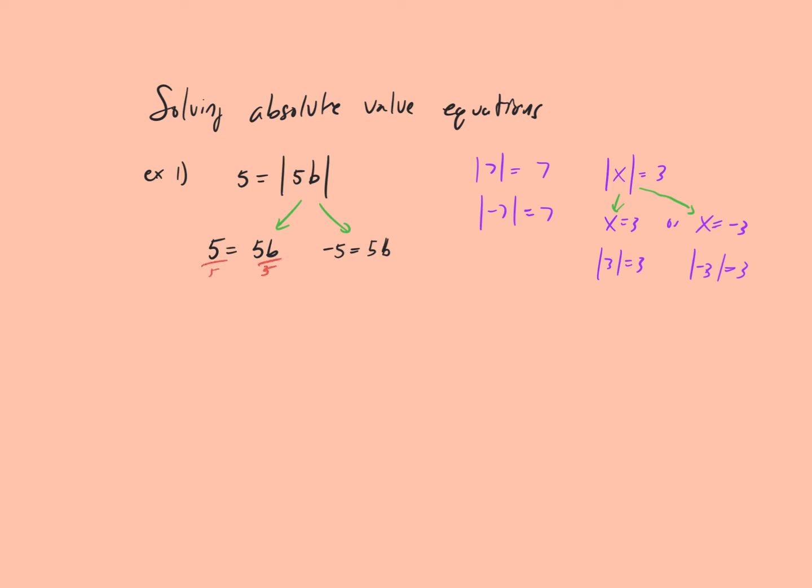5 divided by 5. So over here, b could be 1. Over here, divide by 5, divide by 5. B could also be -1. Okay. So something a little bit more complex. Now you kind of know the only trick to these.